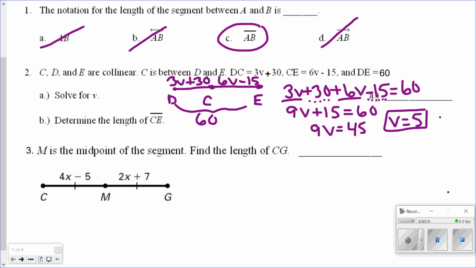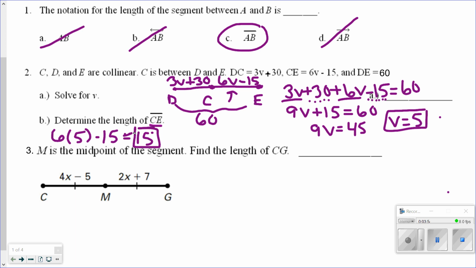Next, I need to figure out what is the length of CE. So I see that CE is the expression 6V minus 15, and I know V is 5, so let's plug that all in. So 6 times 5 minus 15. And if I plug that in, I end up getting 15. That's an equal sign. So my answer is 15.